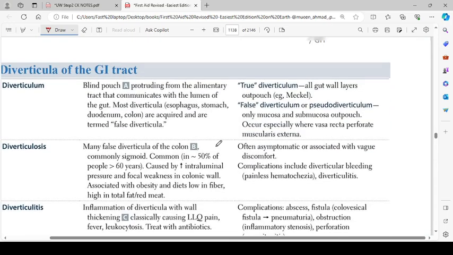Then diverticula of the GI tract. Firstly, what is diverticulum? Diverticulum is a blind pouch protruding from the alimentary tract that communicates with the lumen of the gut.